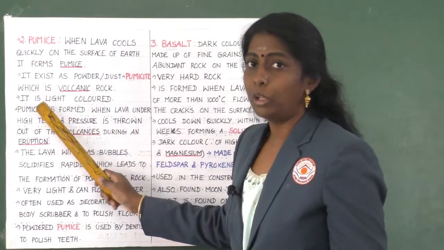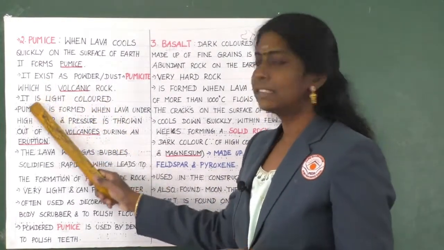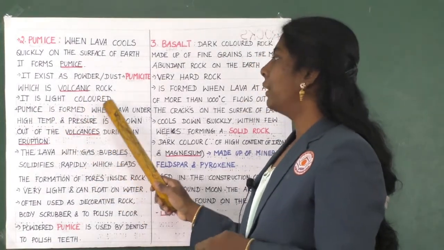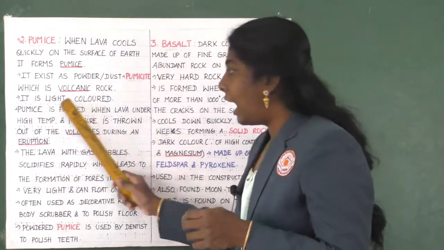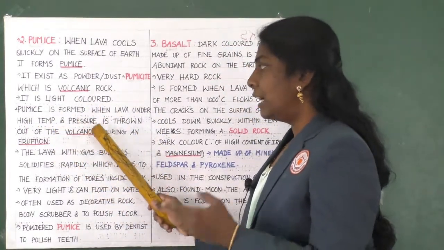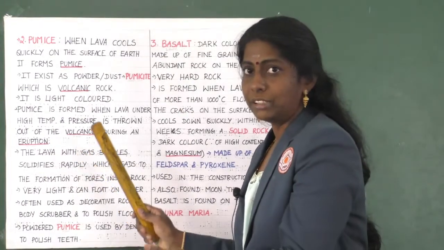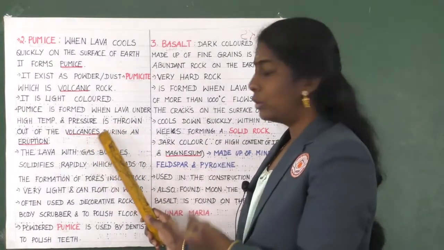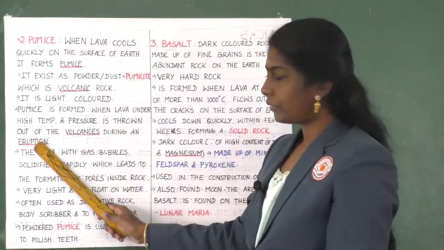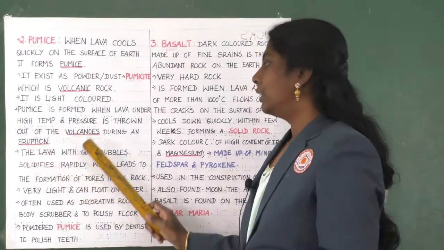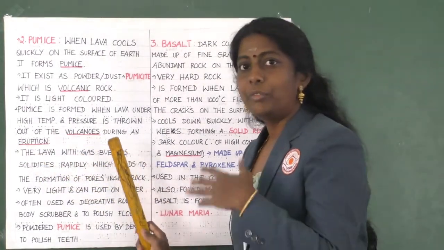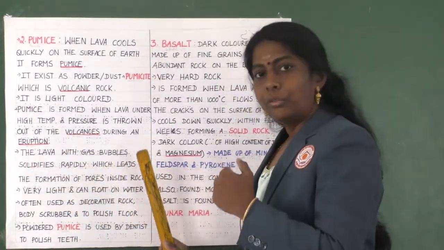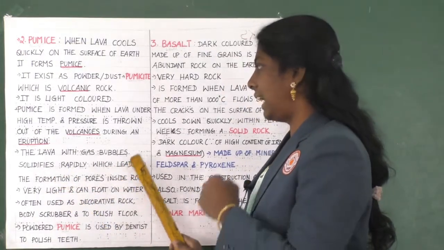Pumice is generally a volcanic rock. It is light colored. Pumice is formed when lava under high temperature and pressure is thrown out of the volcanoes during an eruption. The lava with gas bubbles solidifies rapidly, which leads to the formation of pores inside the rock.